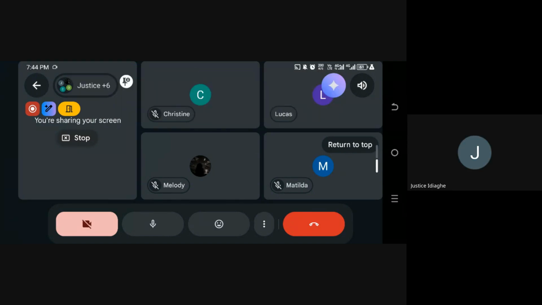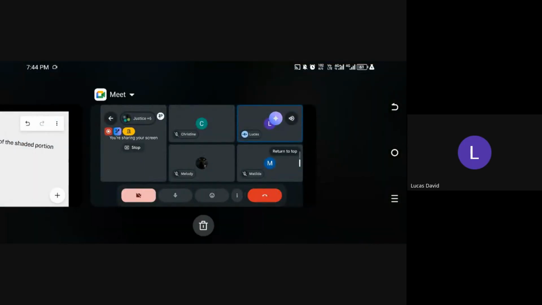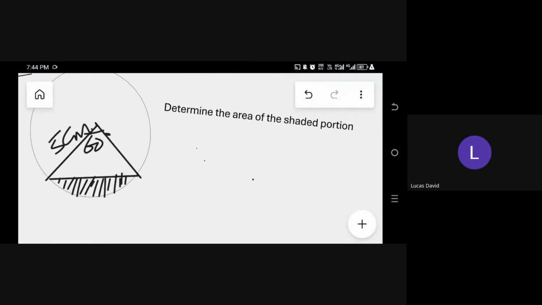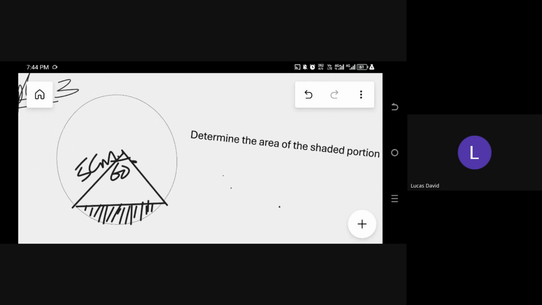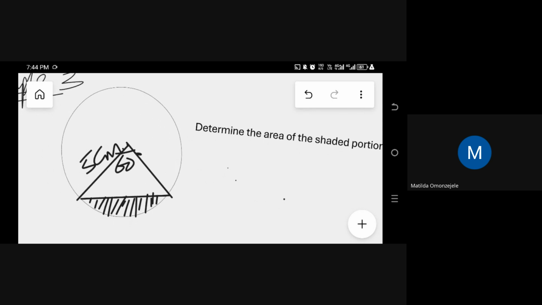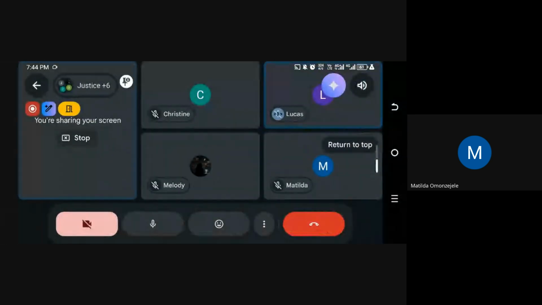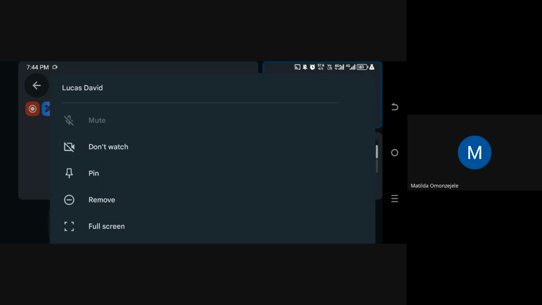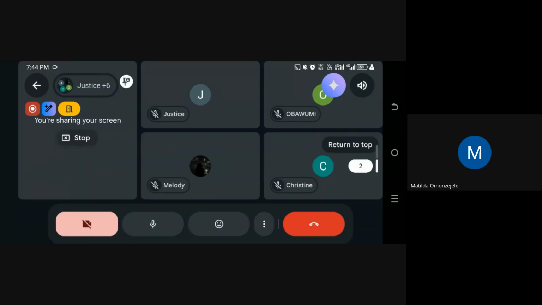Okay, what is the name for this shaded portion that we're being asked to determine? Is that not the minor sector? Who was asking if it was a minor sector? Matilda. Oh, Matilda. The minor sector, that is not a sector.